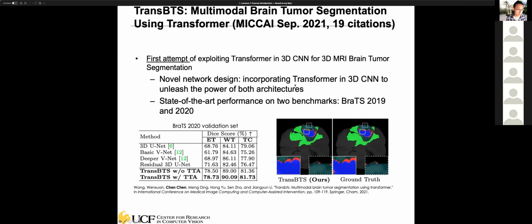And this is our recent work in MICCAI 2021. The same topic, that is, we do MRI brain tumor segmentation, but we devise a new type of neural network architecture that is a hybrid architecture of CNN and transformer. We'll also talk about the most recent transformer architectures in vision tasks.